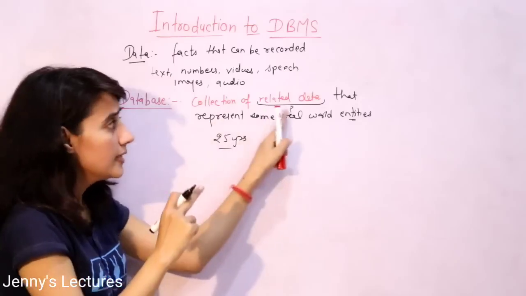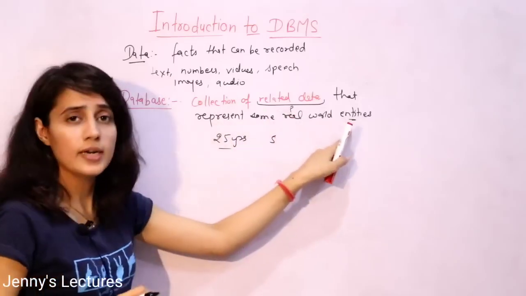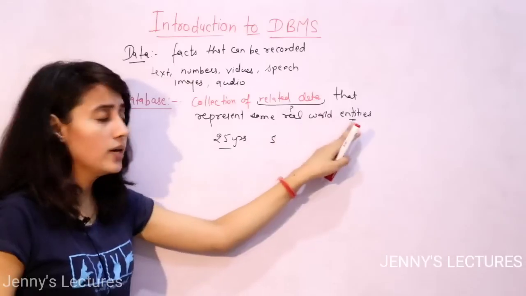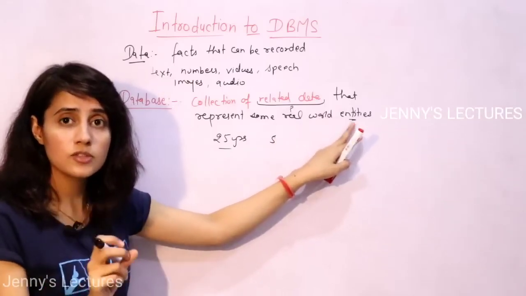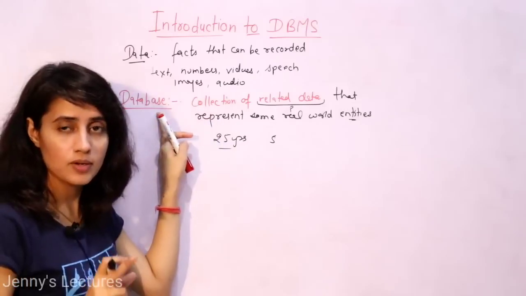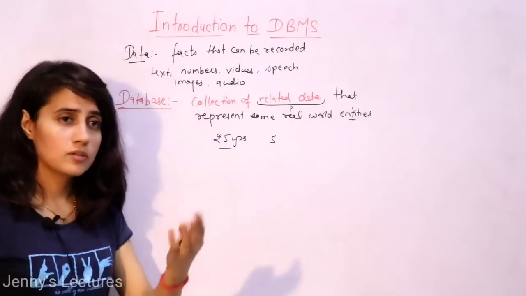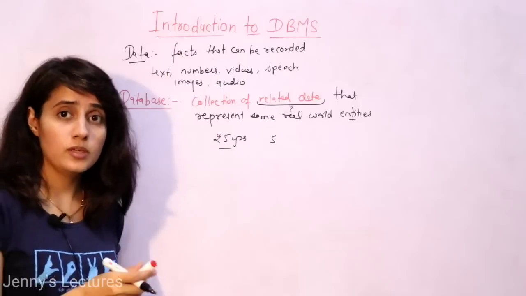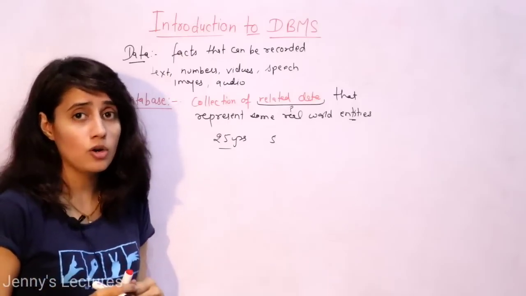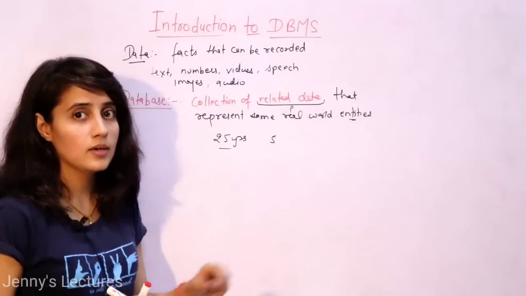It is a collection of related data that represents some real world entities, and if there are changes in the real world entities, then those changes should be reflected in the database. Fine. Now let us take the example of a newspaper. Obviously a newspaper has a collection of related data, but we cannot say that it is a database, right?